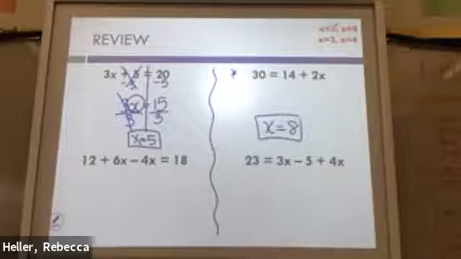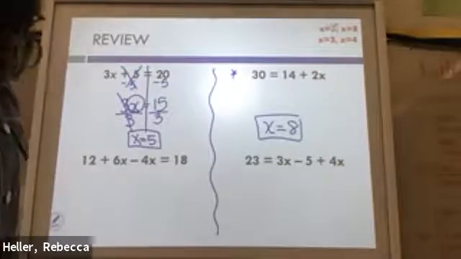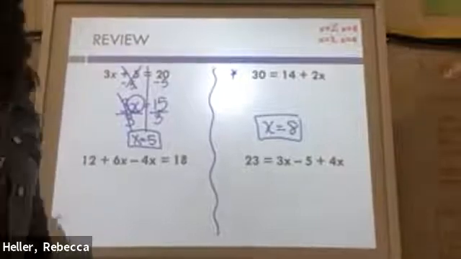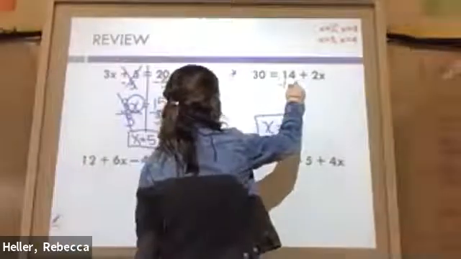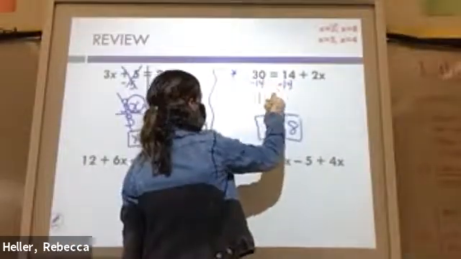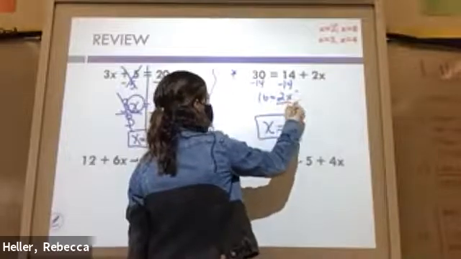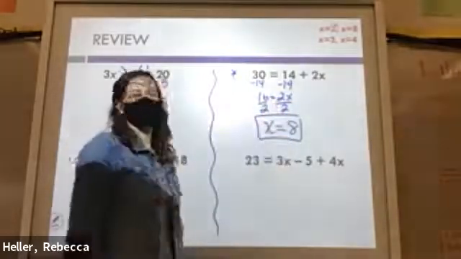Okay, so the first thing, go ahead and try it. I'll let you try it. I'll help you if you need help. Okay, questions on how to get x equals 8? Subtract 14. You get 16, and then divide by 2, you get 8. Okay.